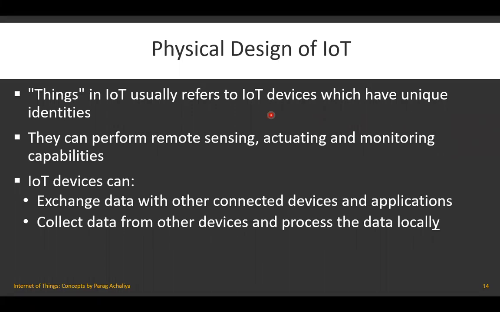This is the task of your IoT device, that it will exchange the data with other connected devices and applications, and the IoT device can collect the data from other devices and process the data locally. These are the two functionalities of every IoT device. Whatever IoT devices we have seen in the previous session, those IoT devices can perform these two activities.